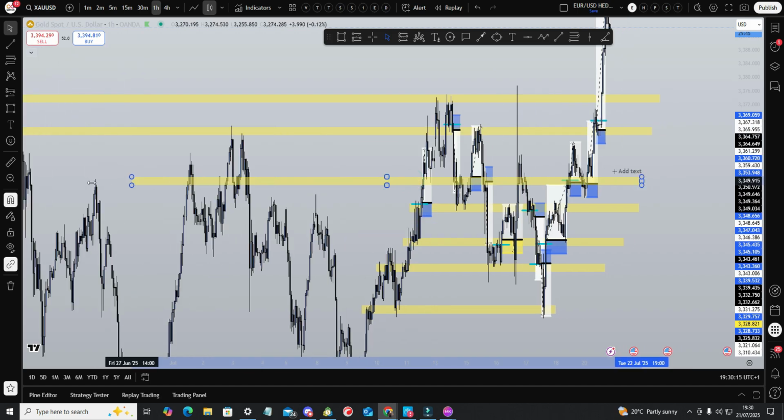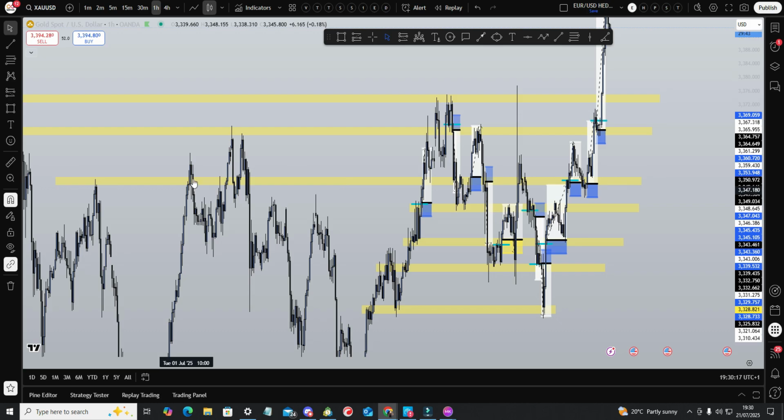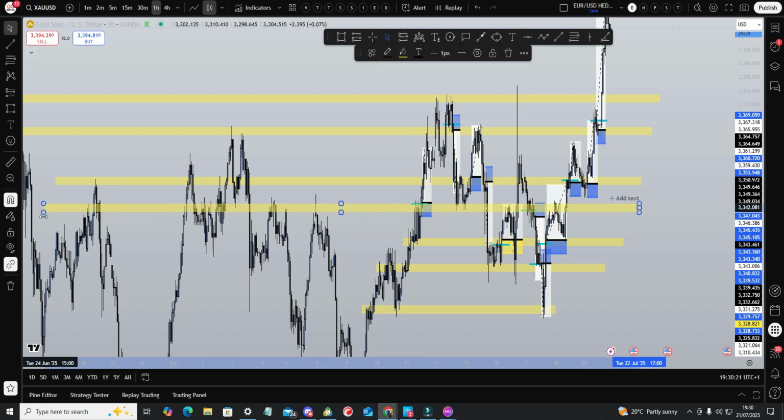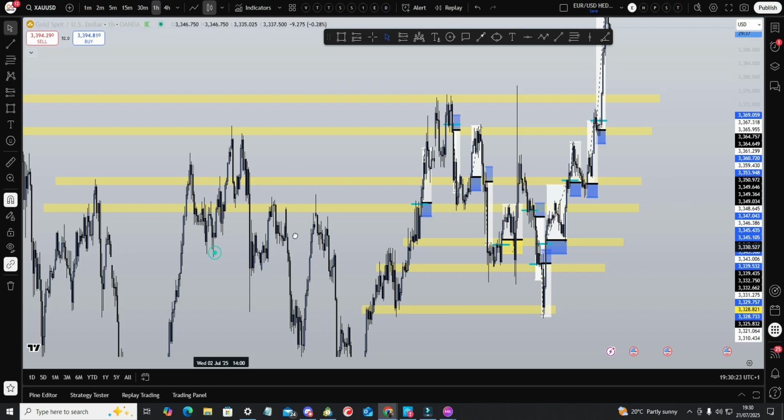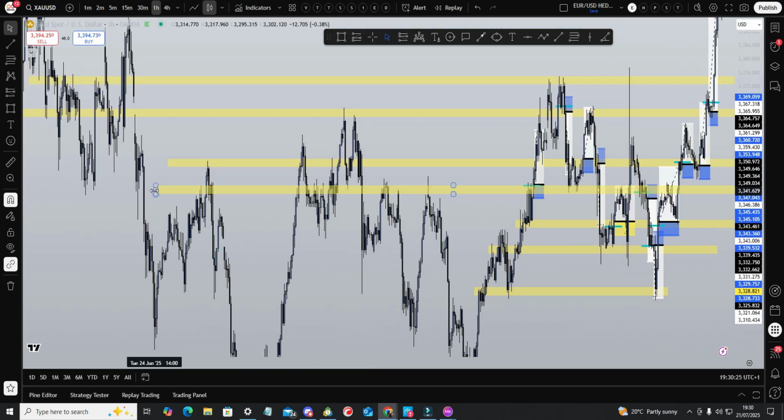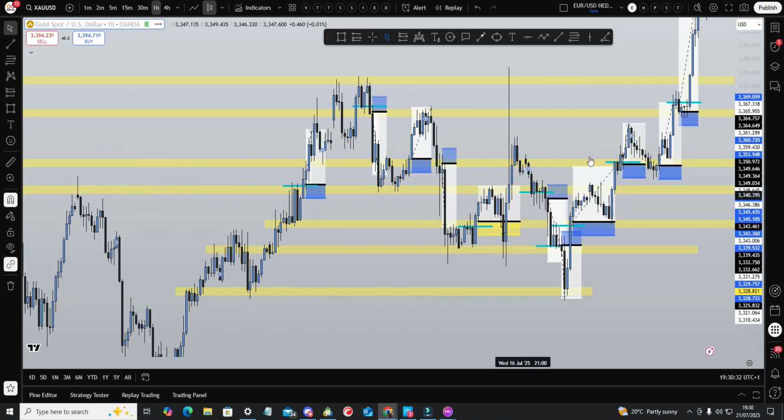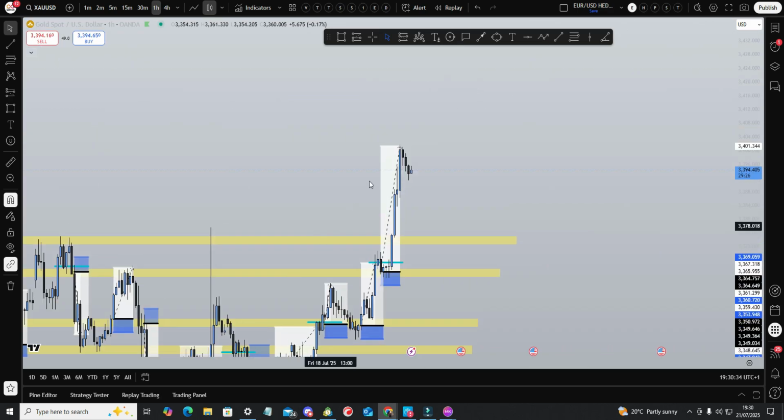I'm not going to do this for every single one, but you can see rejections, major rejections, not just normal rejections, right? Major ones. Now what I show even in my one-to-one mentorship to my students in my Discord community is you don't want too many zones. Ideally you want 2 zones pretty much where price is currently at.